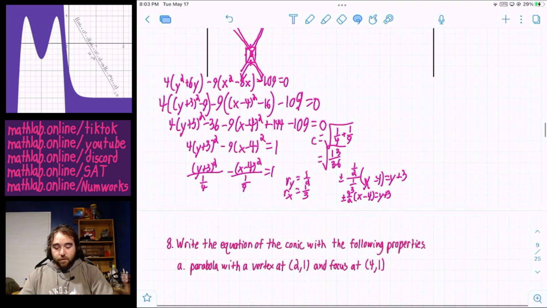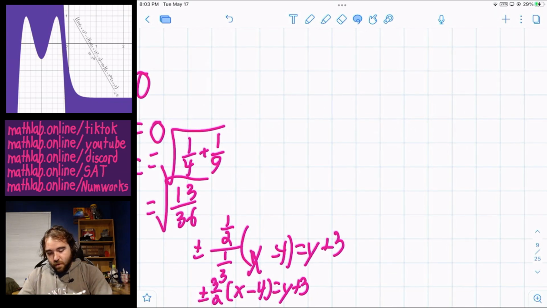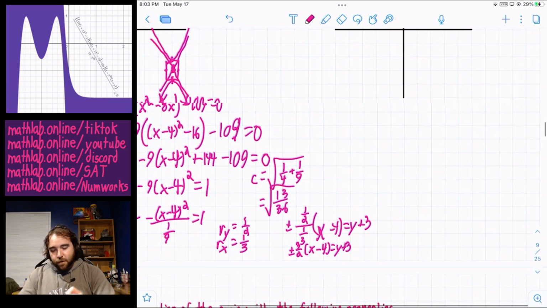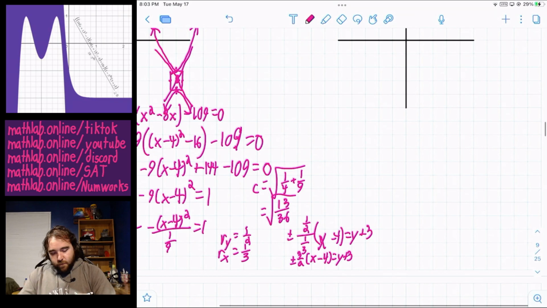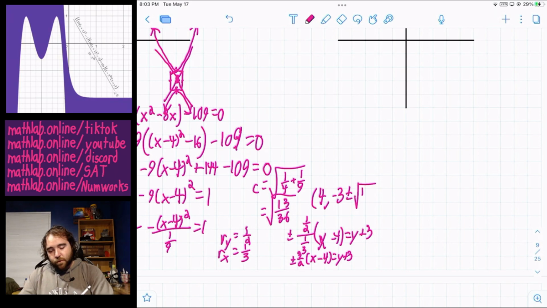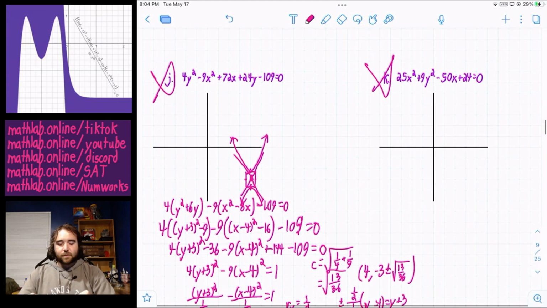And then the coordinates of the foci, we didn't do that. What's the center? 4, -3. And they're up and down this time, so 4, -3 plus or minus root 13 over 36. Nice.